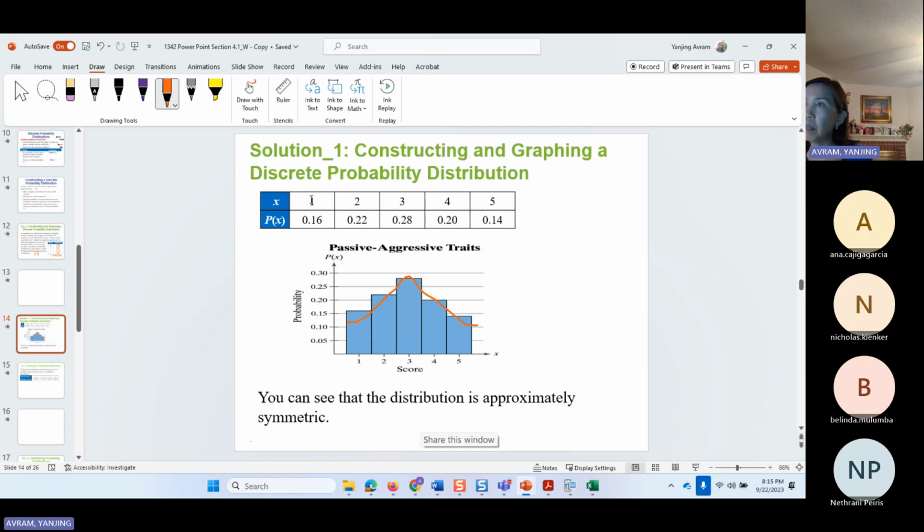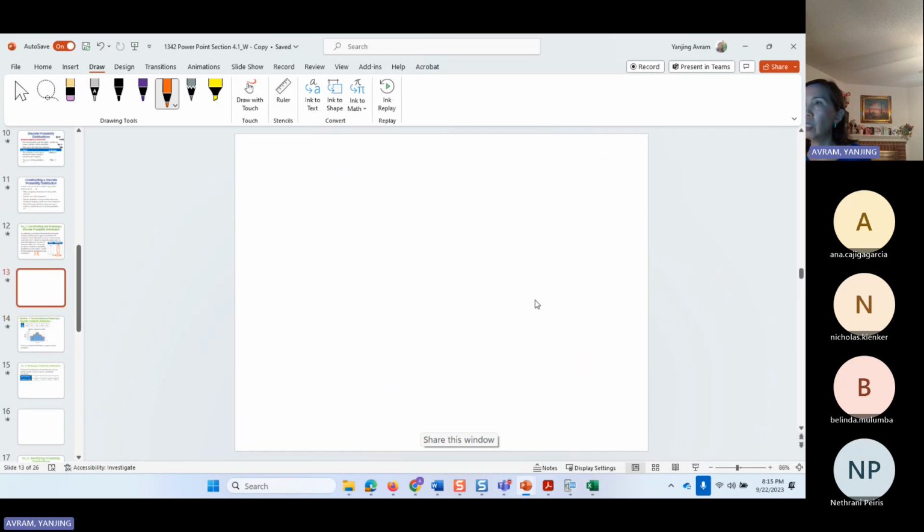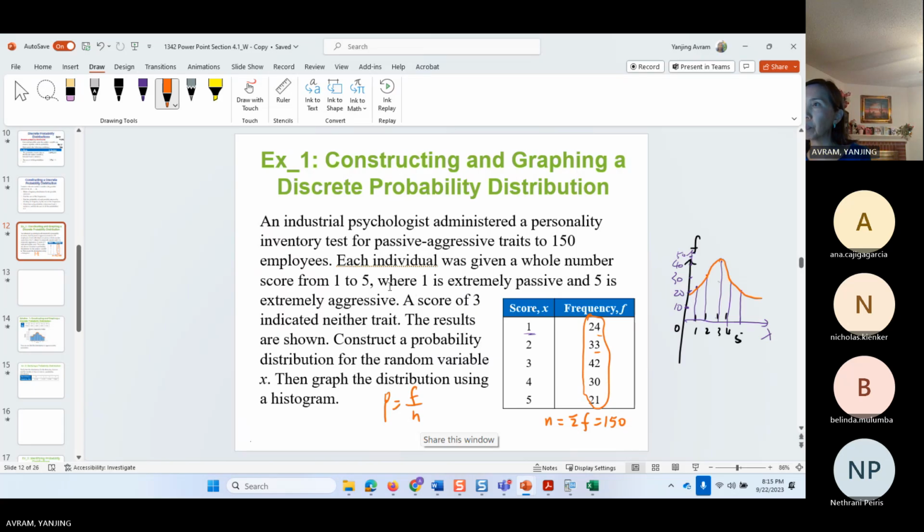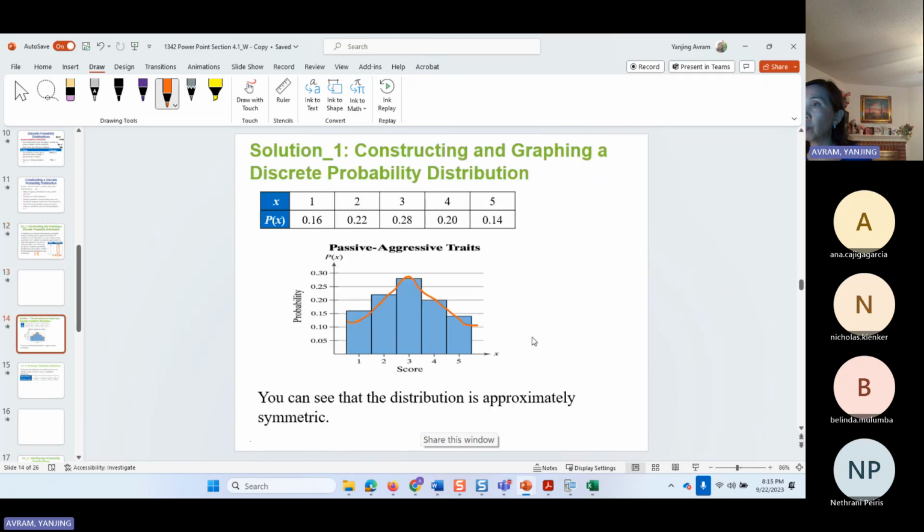Look at it. My X number is an integer, right? It's either 1, 2, 3, 4, or 5. Say this is the score from an individual psychology personality test for passive-aggressive behavior, administered to these 150 employees. A 1 means extremely passive, and 5 means extremely aggressive. A score of 3 indicates somewhere in the middle, basically. So that is the probability distribution.